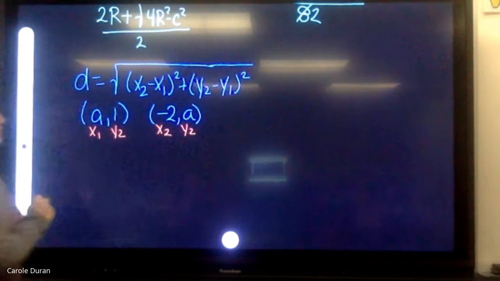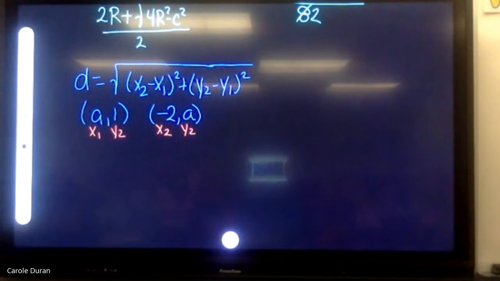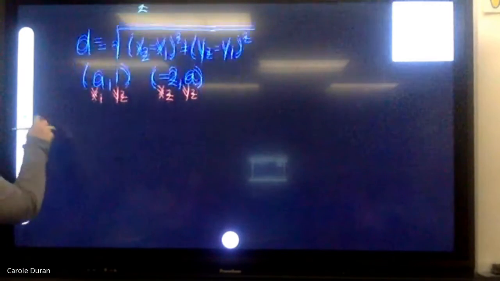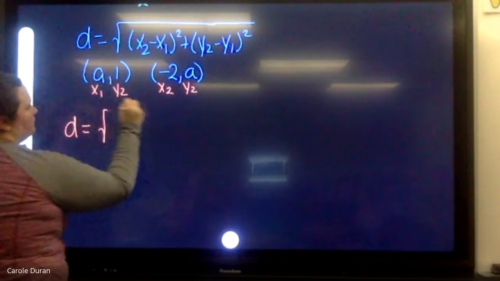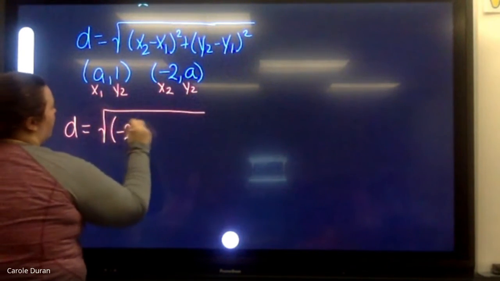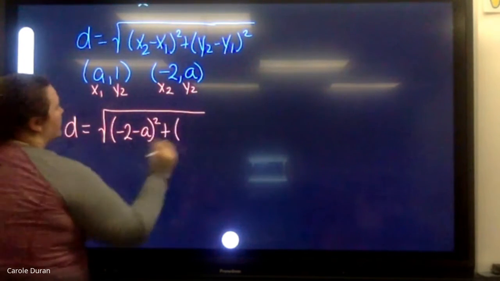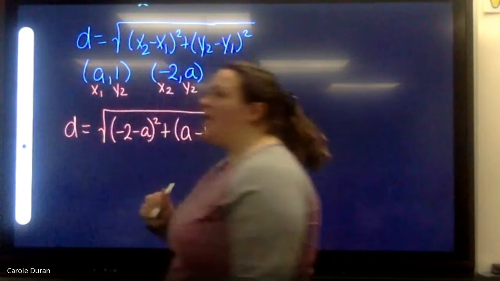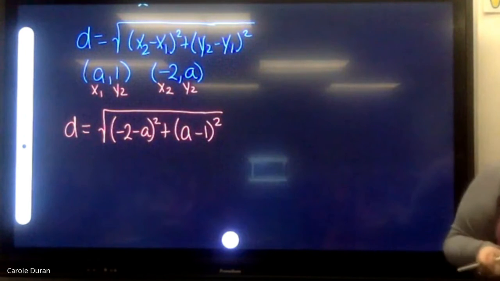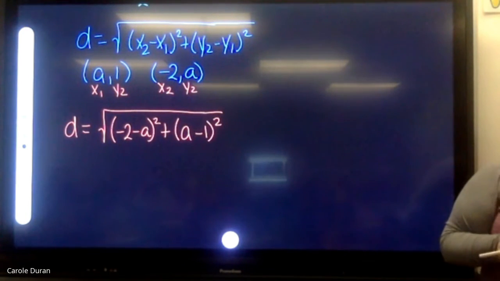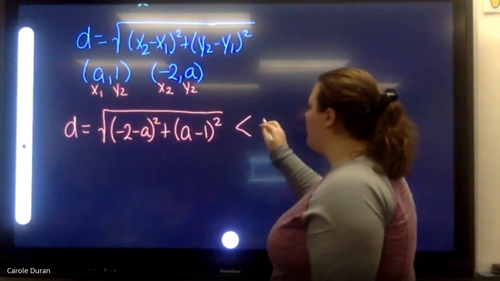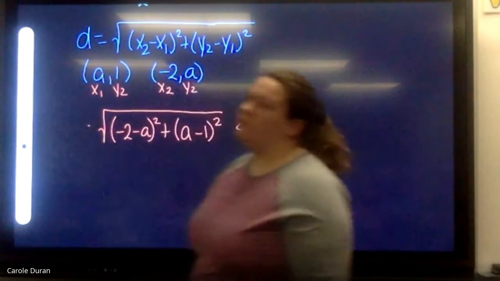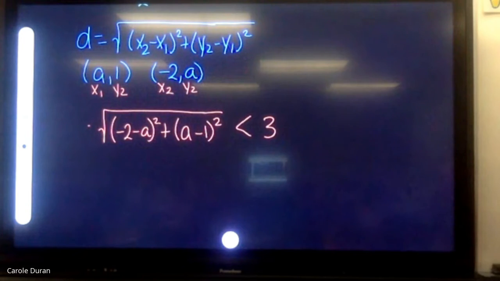It does not matter, though, if you chose to go the other direction, like if you said this was x1, y1. So then I just plug those into my distance formula. When I do, I get negative 2 minus a squared plus a minus 1 squared. Am I just trying to find the distance, or am I comparing the distance to something? What does my distance have to be? Less than 3, which means that this distance formula is less than 3. So we need an inequality in there somewhere.